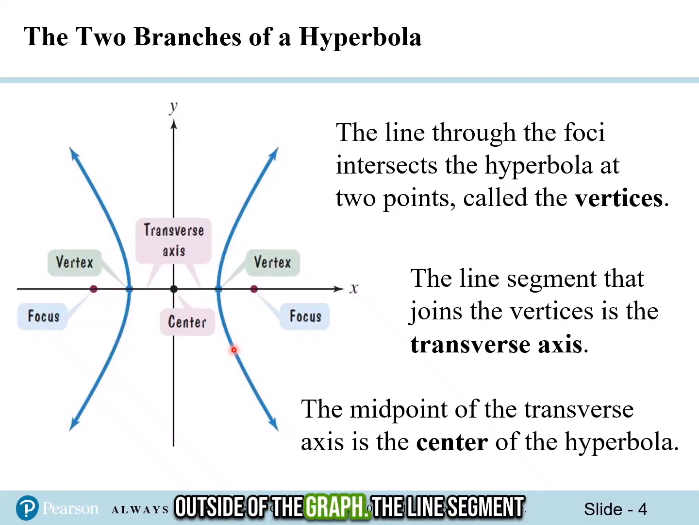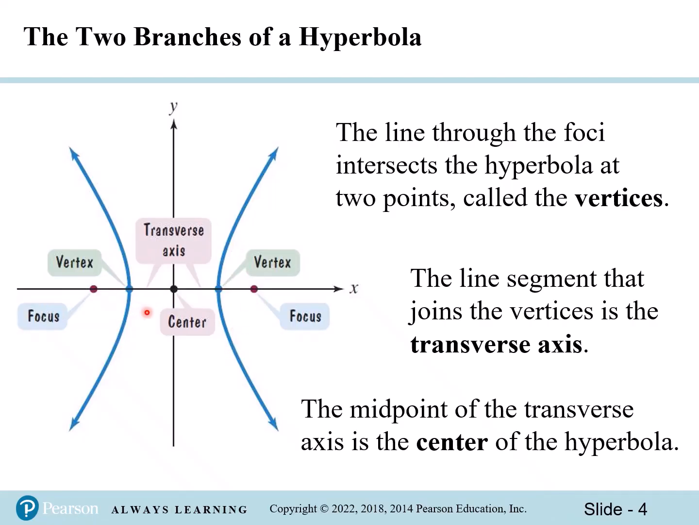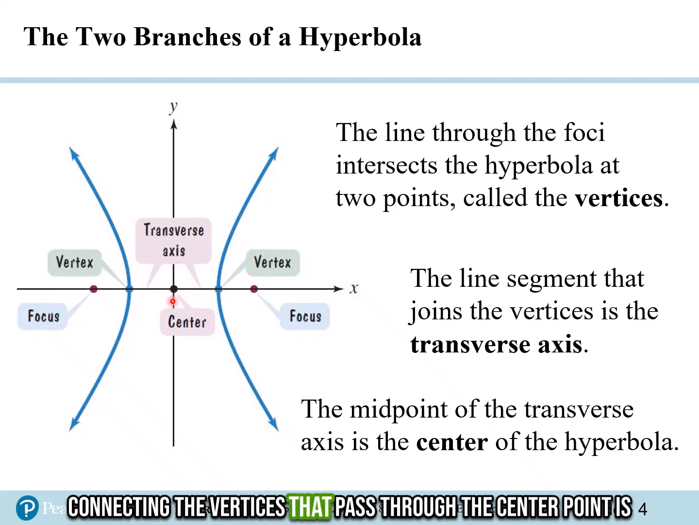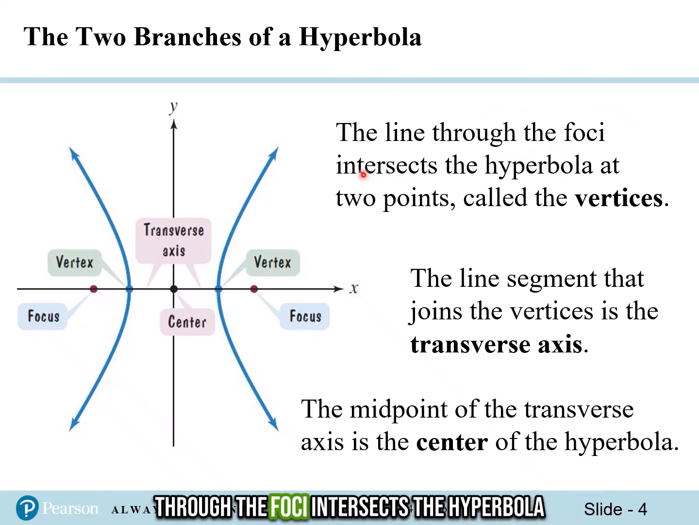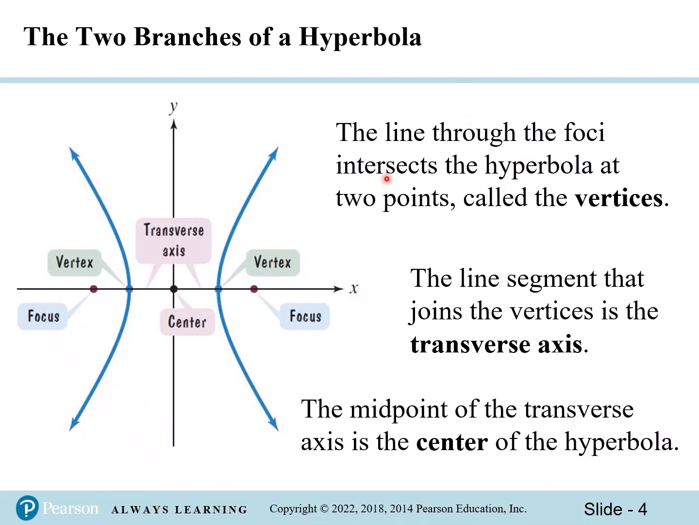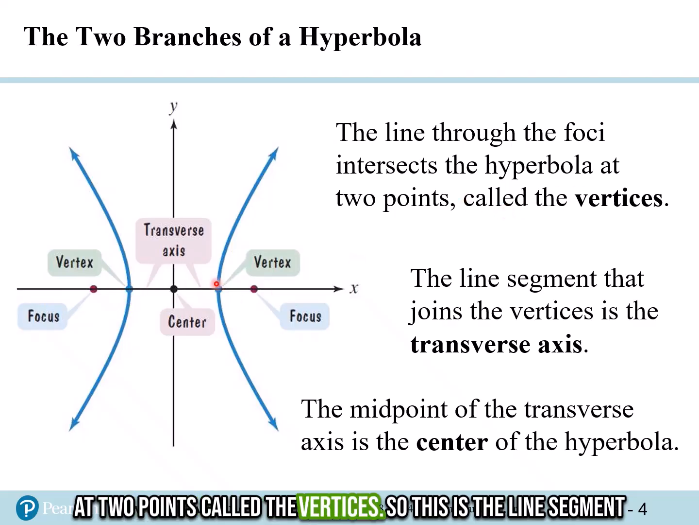So vertices are located on the graph themselves, but the foci, or the focus points, are outside of the graph. The line segment connecting the vertices that passes through the center point is known as the transverse axis. Therefore, the line through the foci intersects the hyperbola at two points called the vertices.